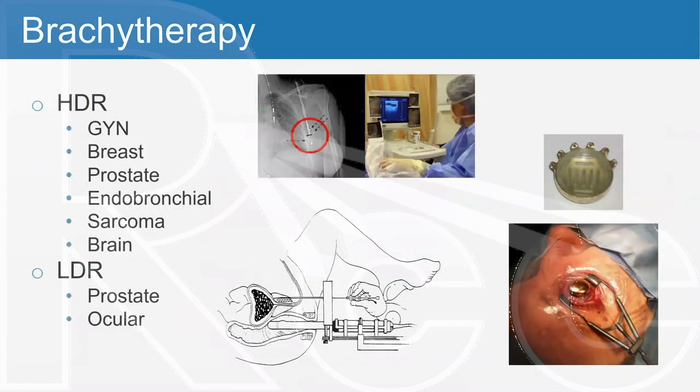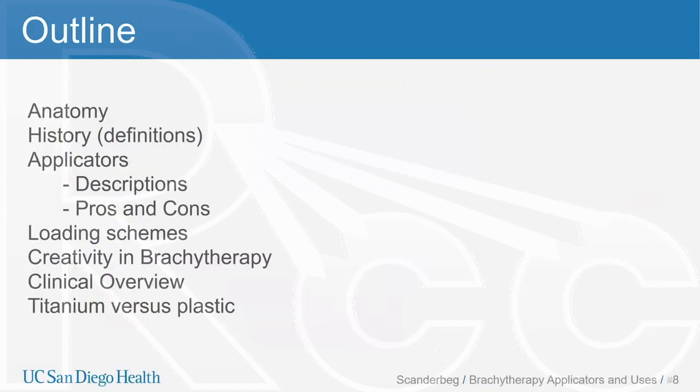So some of the disease sites we treat. We have experience treating HDR for gynecological, breast, prostate, endobronchial treatments, sarcomas, and we've also done HDR brain treatments. For LDR, we do prostate and ocular melanomas, and then some other sites in the body. We've done some mesh implants for like retroperitoneal areas, things like that.